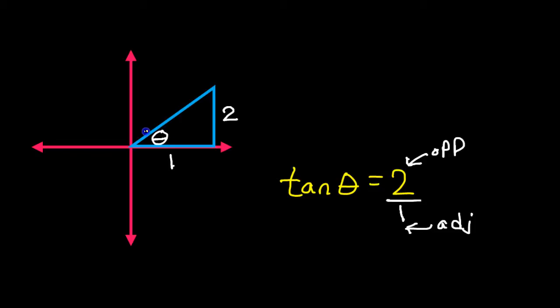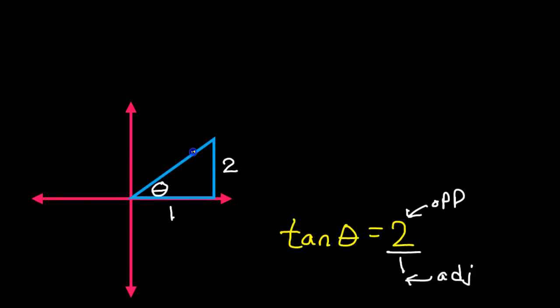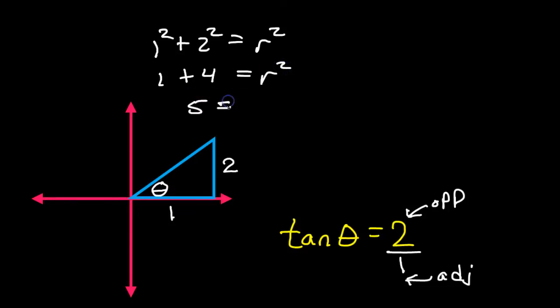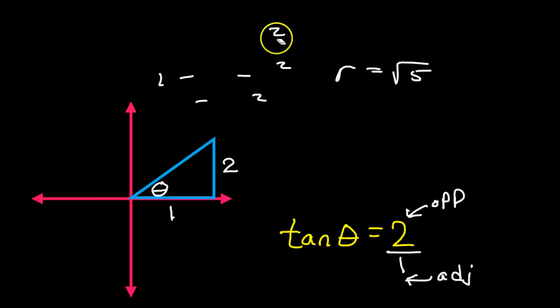Now let's find the radius here, the hypotenuse. For that, of course, we use the Pythagorean Theorem. So a squared plus b squared equals c squared. So 1 squared plus 2 squared equals the radius squared. So that's 1 plus 4 equals radius squared. So that's 5 equals radius squared. So the radius is equal to the square root of 5. Okay, so there you go, square root of 5. The radius, hypotenuse, is always positive.